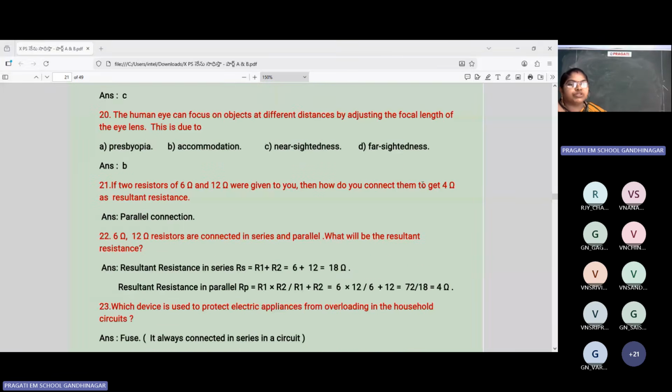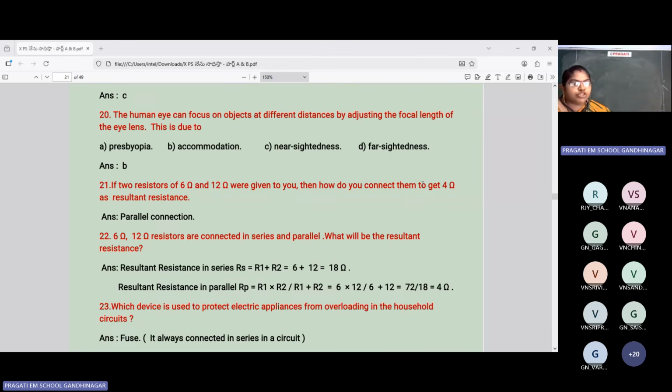If two resistors 6 ohms and 12 ohms are given to you, how do you connect them to get 4 ohms as resultant resistance? Resultant resistance is less than the given resistors. Obviously, it is connected in parallel combination. If the resultant resistance is more than one of the individual resistances given, then it should be connected in series.